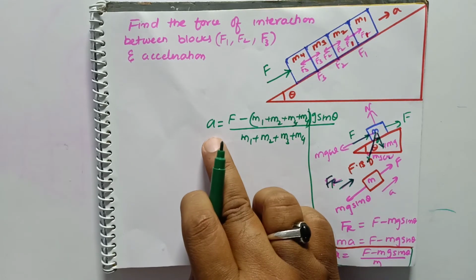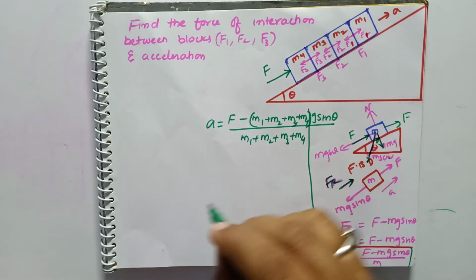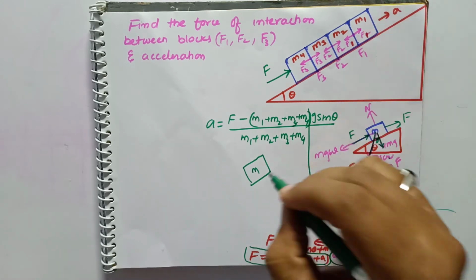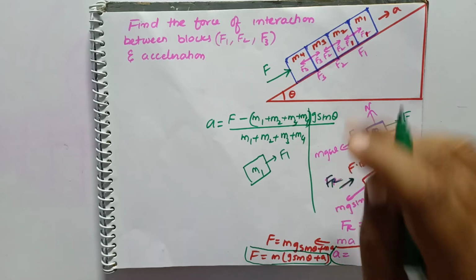So you are going to get acceleration here. Once you get an acceleration, can't you find out f1 now? If you observe only block m1 here, which force is acting on this block in this direction? f1 is acting in this direction.